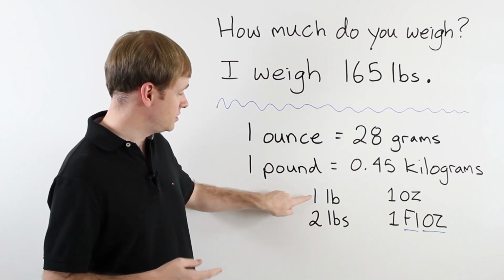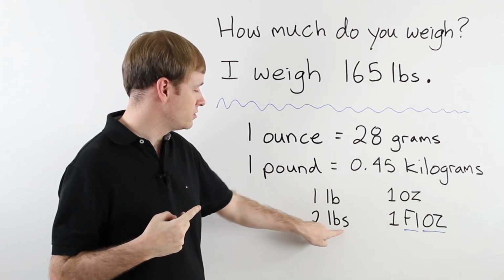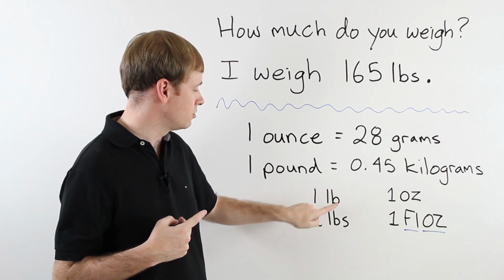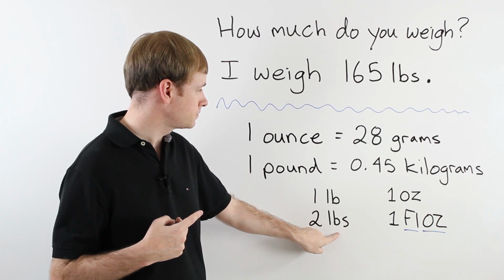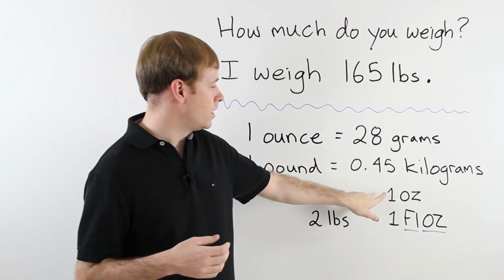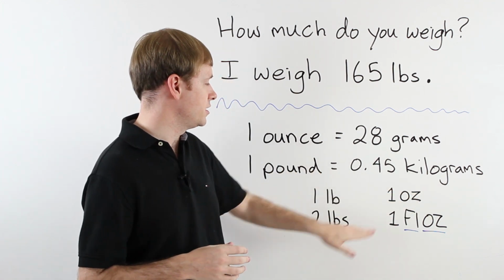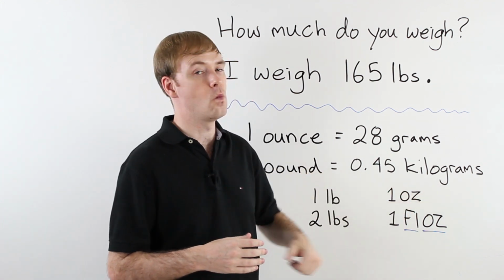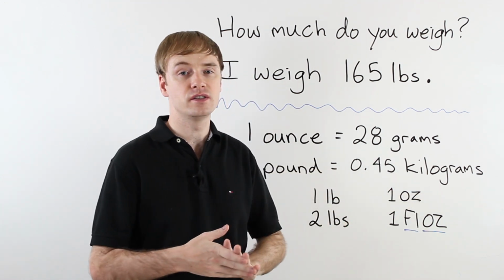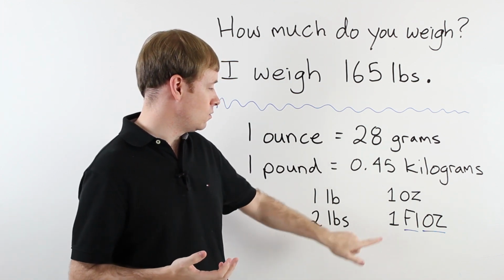So 1 pound. Now we got 2 pounds. We usually write the S, LBS. 1 pound, 2 pounds. For the ounces, 1 OZ, 1 ounce. 1 ounce, 2 ounce, OZ. It's always OZ.